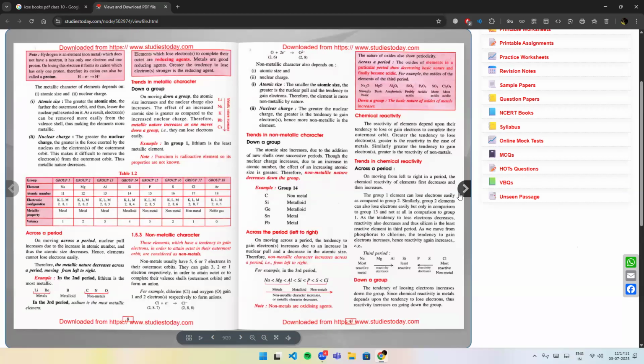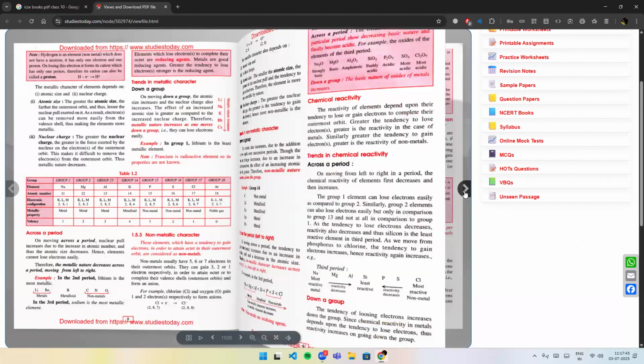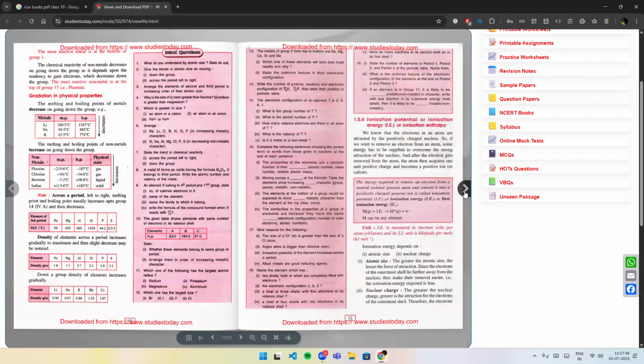Down the group, the tendency of losing electrons increases. Since chemical reactivity in metals depends upon the tendency to lose electrons, reactivity increases on going down the group. The most reactive metal is at the bottom of group 1. The chemical reactivity of nonmetals decreases on going down the group as it depends upon the tendency to gain electrons, which decreases down the group. The most reactive nonmetal is at the top of group 17, that is fluorine.